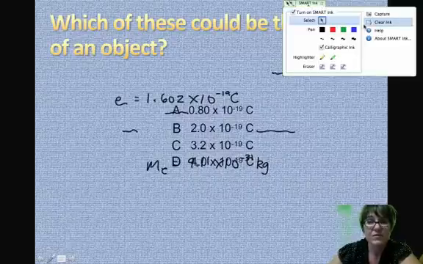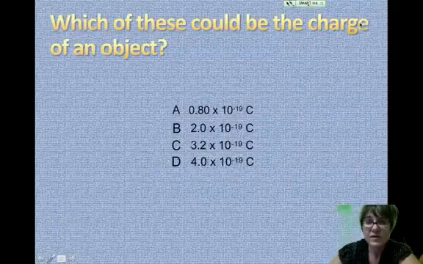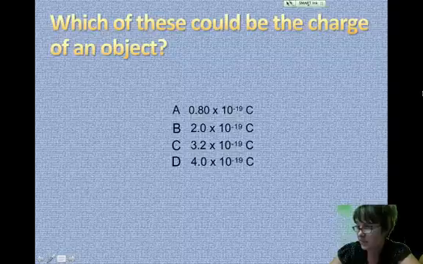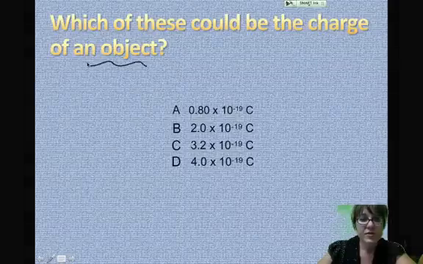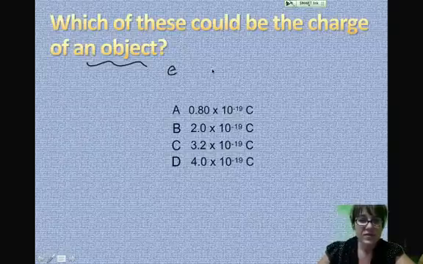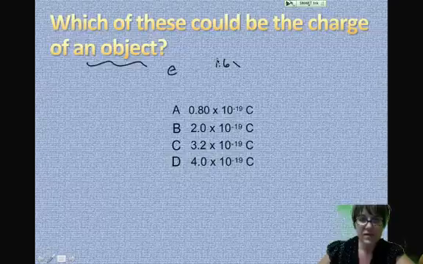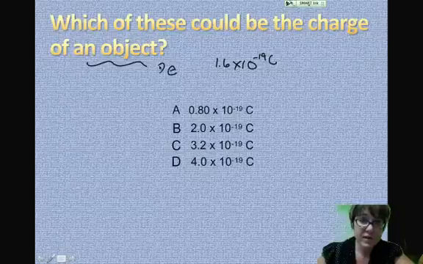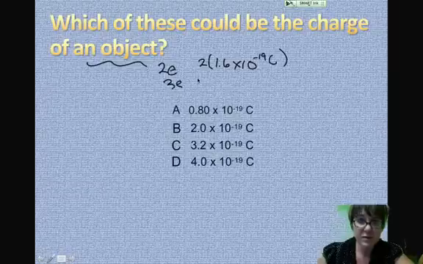So now I have a question for you. Let's look at these charges, A, B, C, and D, and decide which could be the actual charge of an object. Charges are generated when electrons are transferred. So as the electrons are transferred, every time you move one electron, then you would get 1.6 times 10 to the negative 19 coulombs. What if you moved 2 electrons? Then how much would it be? Yeah, twice as much, right? And then if you moved 3 electrons, it would be 3 times as much, and so on.